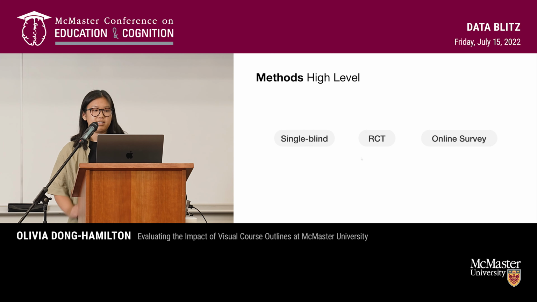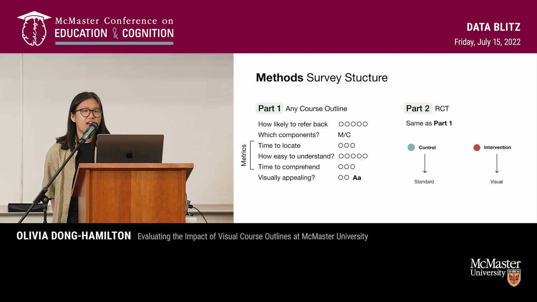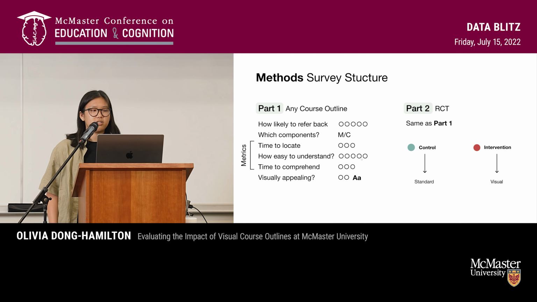And we did a single blind randomized control trial through an online survey. So this is the high-level survey structure. In Part 1, students are asked to answer questions about any course outline at McMaster University. Like, how likely are they to refer back? Which components are they most likely to check? Evaluation scheme, assignment descriptions, and so on.